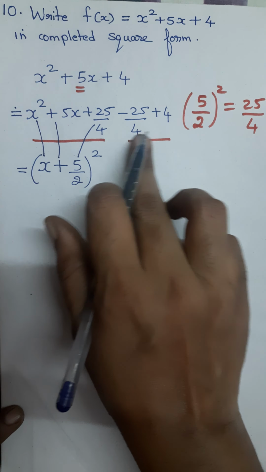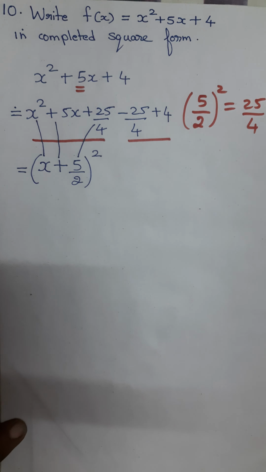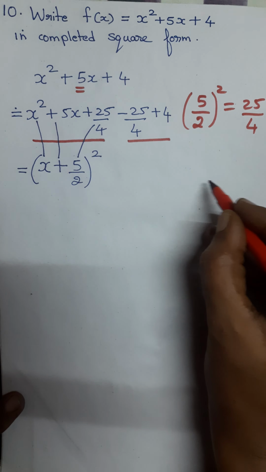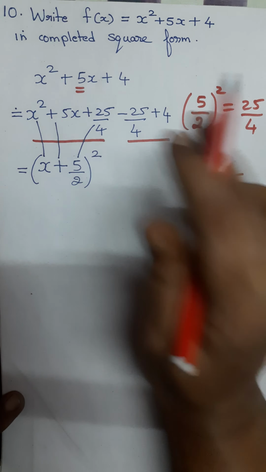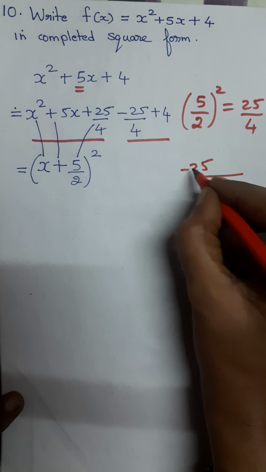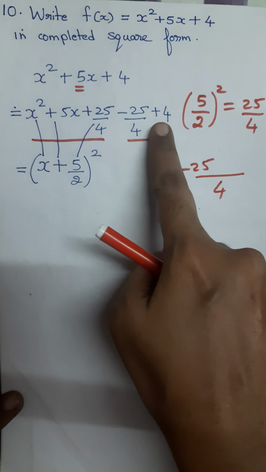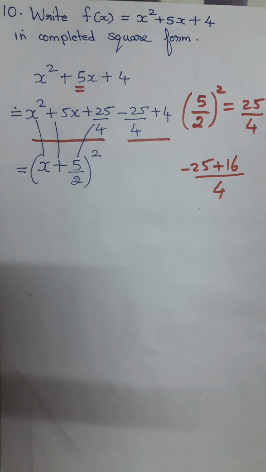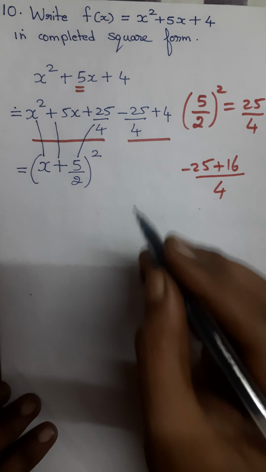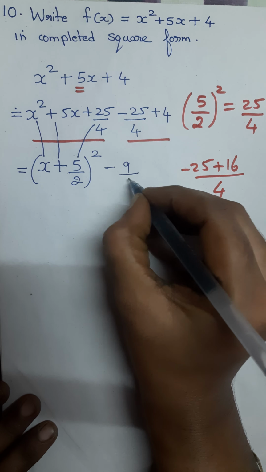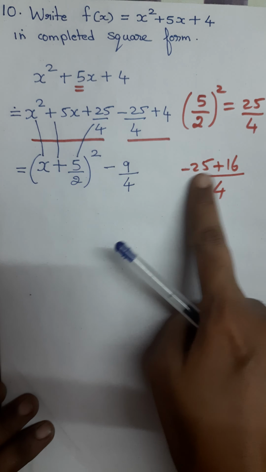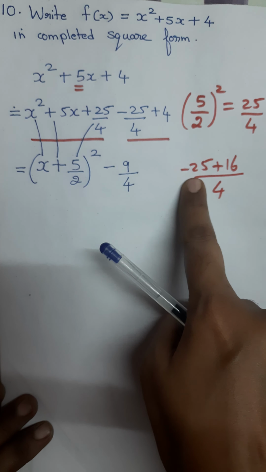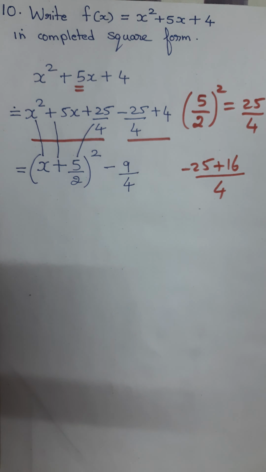Now these last two terms I have to simplify by taking LCM. You can see the LCM will be 4. So here this minus 25 I have to write as it is. When I take the LCM, 4 4s you will have 16. So minus 25 plus 16 you will have minus 9. So here I have to write it as minus 9 by 4. Minus 25 plus 16, you have to subtract and put the greater number's sign. So minus 9 by 4.